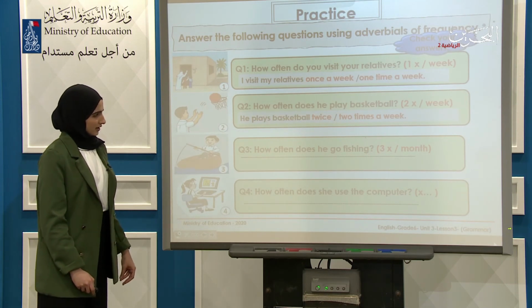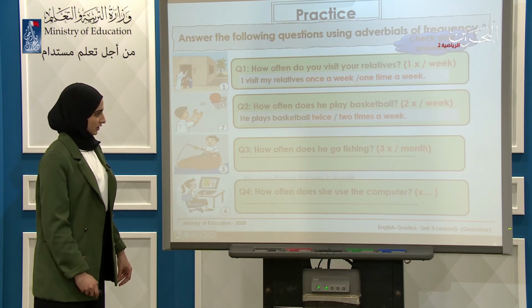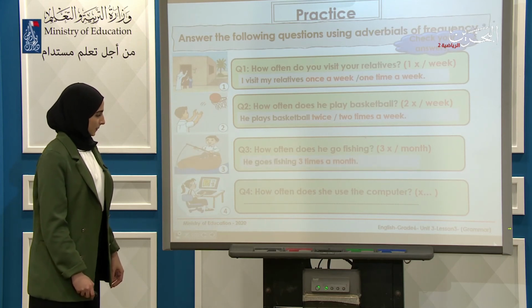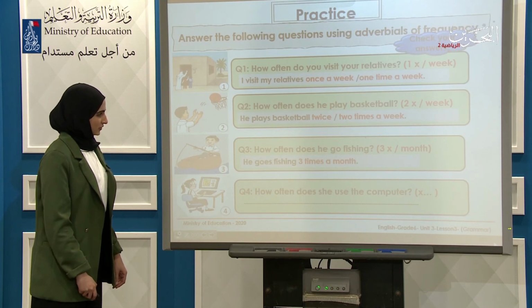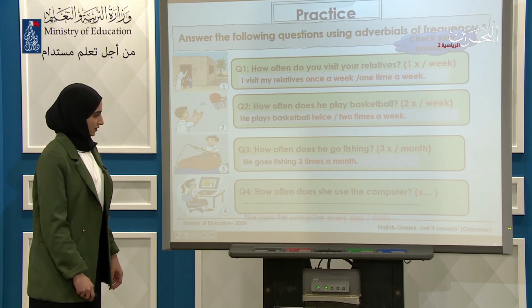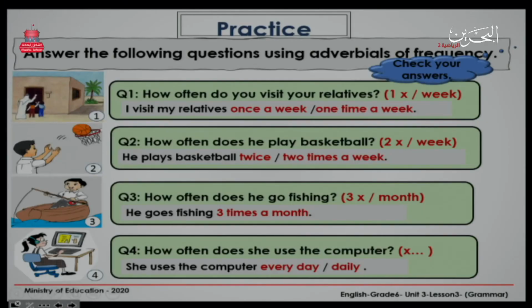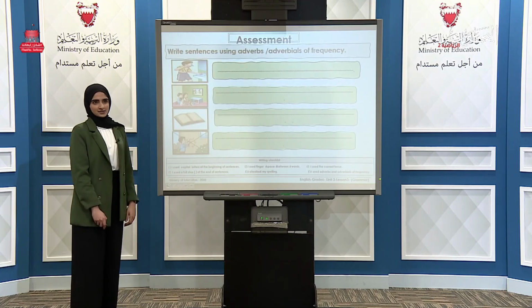Question number 3. How often does he go fishing? He goes fishing 3 times a month. Number 4. How often does she use the computer? She uses the computer every day or daily. Good job. Now let's move to the last activity.